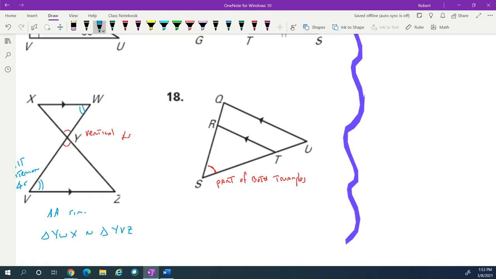Again, parallel lines, so we have to think about our angle pair relationships. For example, we have corresponding angles. Well, again, that's enough to say a similarity. And we can write a similarity statement. For example, the small triangle, STR, is similar to the bigger triangle, SUQ.